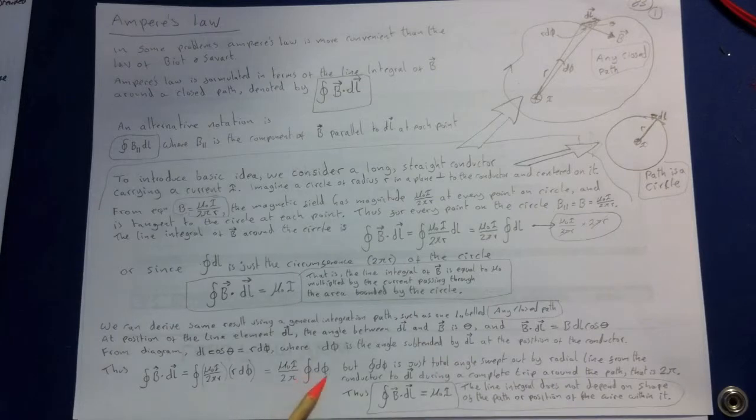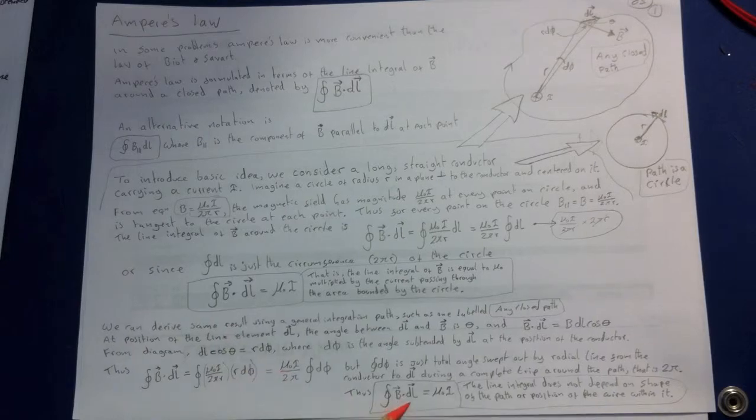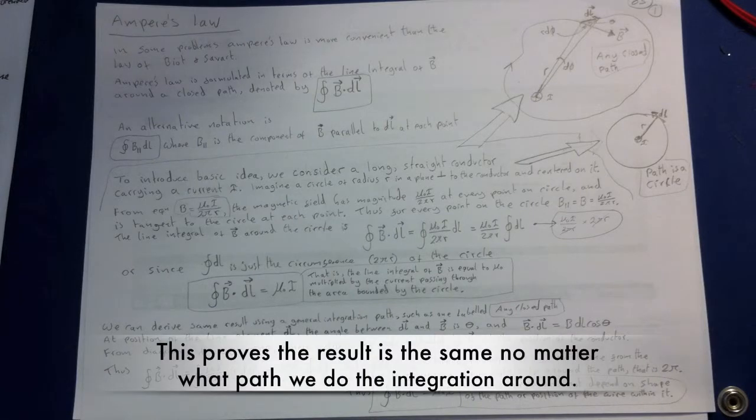But this integral here is just the total angle swept out by the radial line from the conductor to dl during a complete trip around the path. Well, that is 2 pi. Thus, again, we get to here. The line integral does not depend on the shape of the path or on the position of the wire within it. If the current in the wire is opposite to that shown, the integral has the opposite sign.